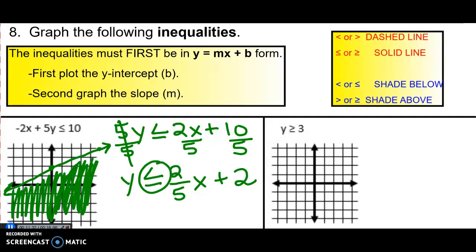All right, last one. Easy, easy. Just says y is greater than or equal to 3. So we go to 3 on the y-axis. We know that this one's going to be a horizontal line. It's solid because we have an equal sign. It says greater, so we shade above the line.